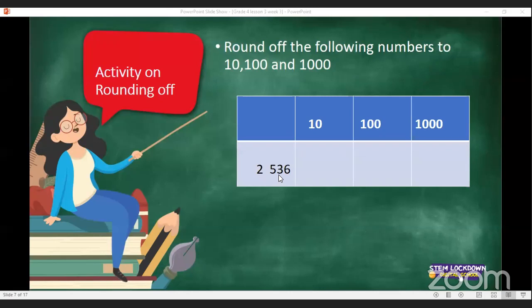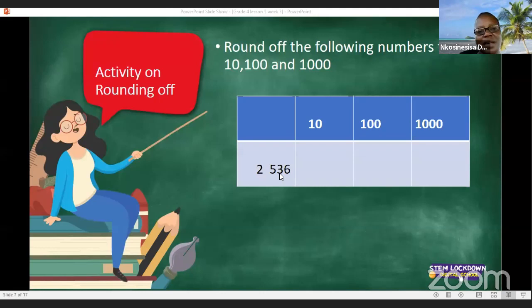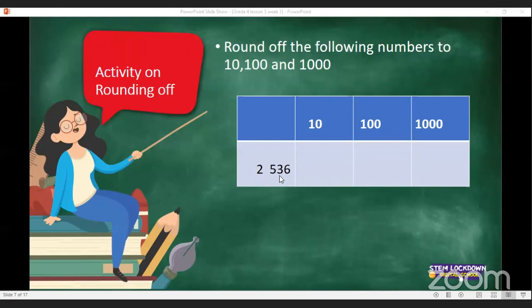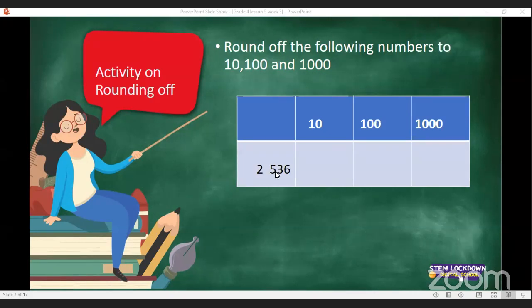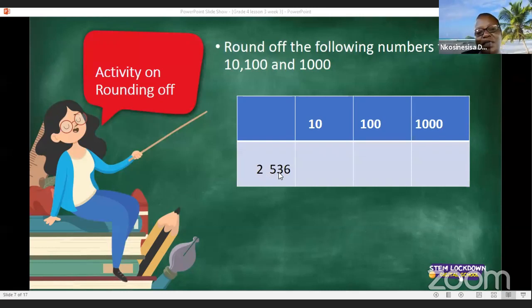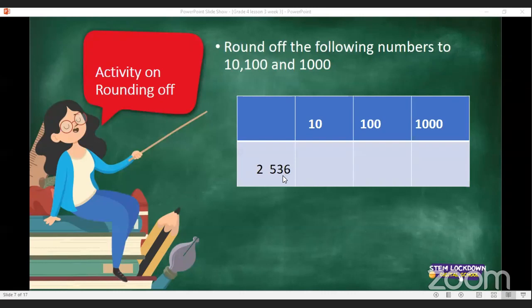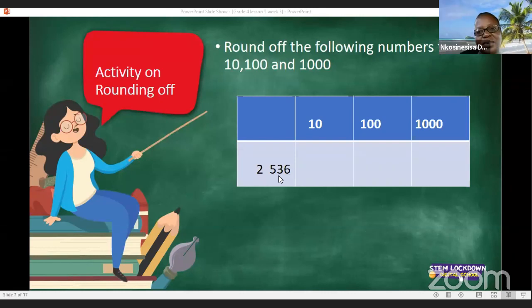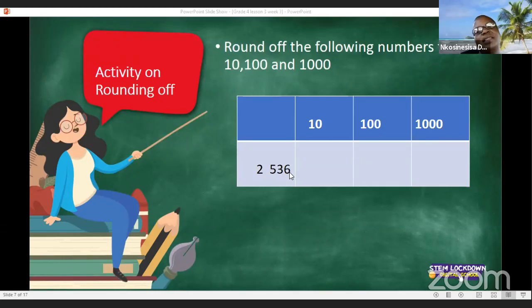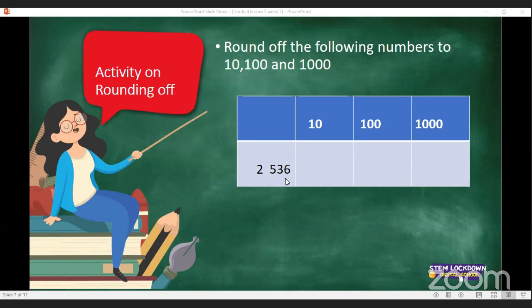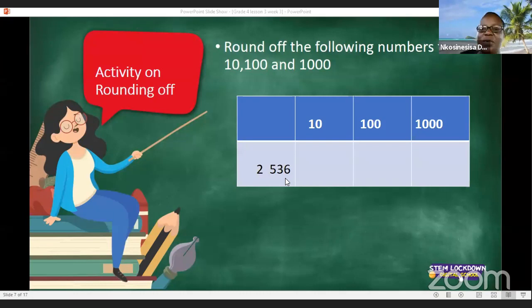They are small. Smaller than which number? 5. Yes. So does the 5 become a 6? No. Okay, it doesn't. So it stays as 5. And what happens to the 3 and the 6? They go down to 0. Yes, they become 0. And then the answer will be? 2,500. Well done, Silebi. Thank you for answering.